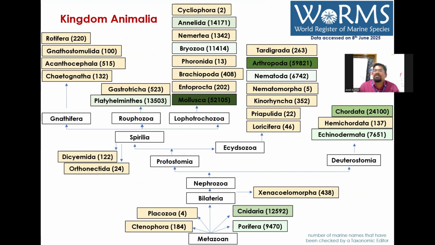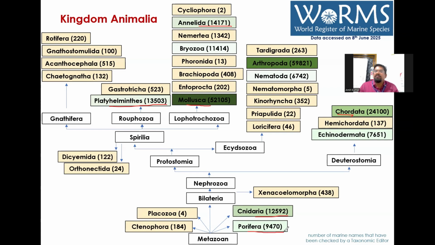Arthropoda has the highest number of species, close to 60,000, followed by Mollusca. Then we have Chordata, close to 24,000 species. Then we have Cnidarians, close to 13,000 species. Then Platyhelminthes, again around 30,000 species. Annelida, close to 14,000 species. Porifera, close to 9,500 species.